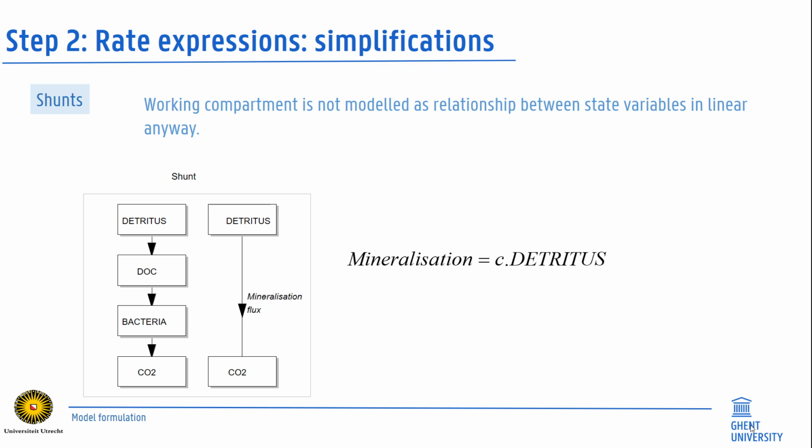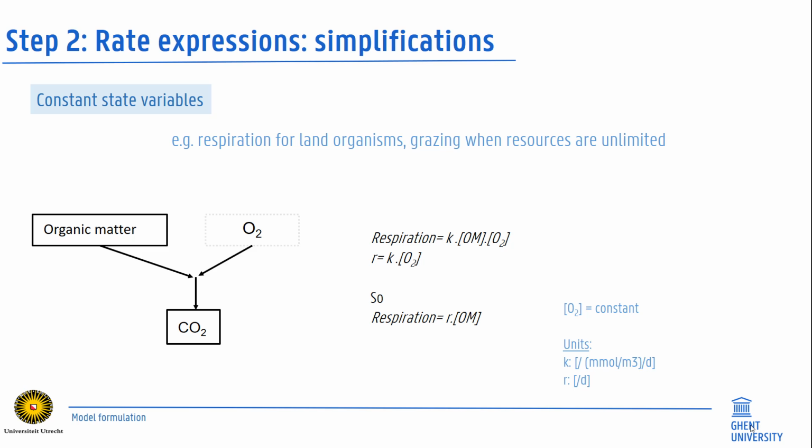An example of neglecting the working compartment is typically the action of bacteria hydrolyzing organic carbon that has been released from detritus. If we assume bacteria to be constantly and abundantly available, then this entire chain can be shunted into a mineralization flux. And as mentioned earlier, consumed state variables can be constant as well. For example, we can replace oxygen consumption as a direct function of the organic matter to be oxidized, so neglecting the unlimited and hence constant oxygen concentrations.